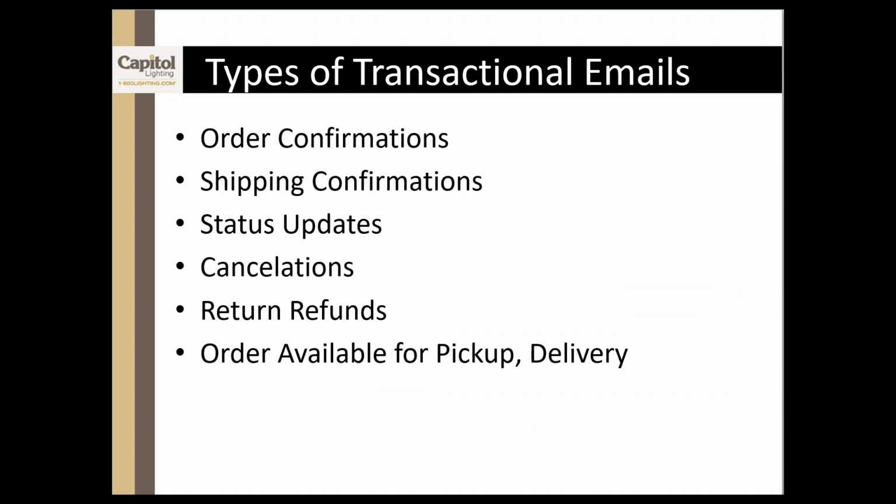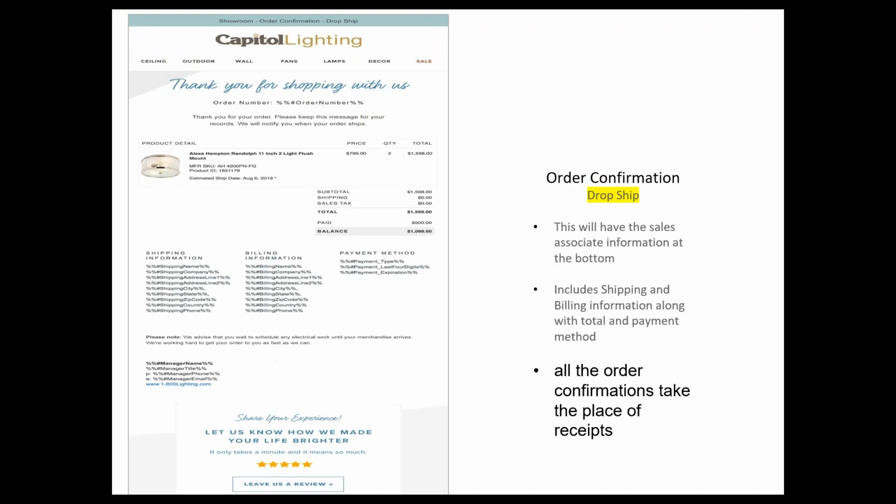All right, let's talk about the types of transactional emails. There are order confirmations that we're going to be going through. I'm going to go through each one of these. So I've got order confirmation, shipping confirmation, status updates, cancellations, returns, order available for pickup and or delivery. We're going to talk about each one of those.